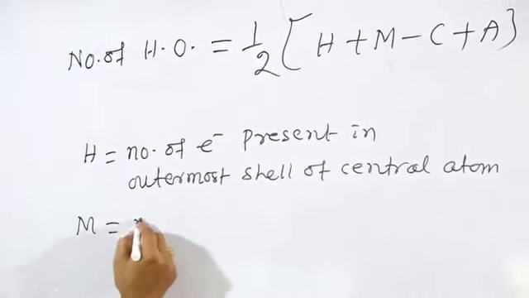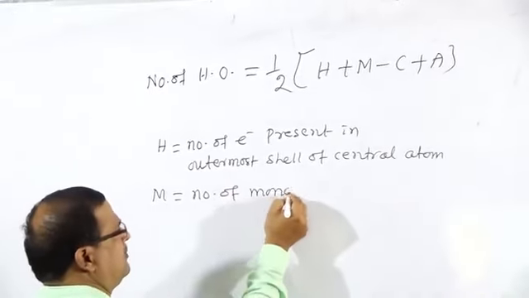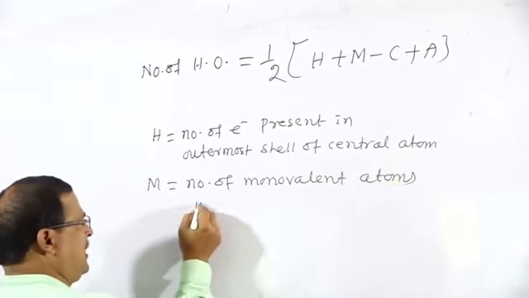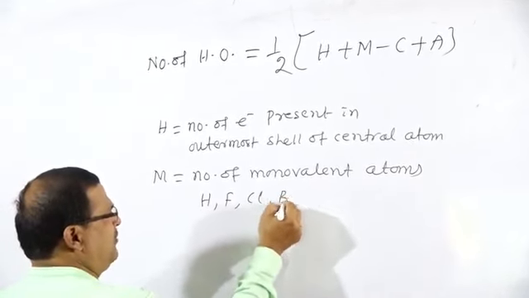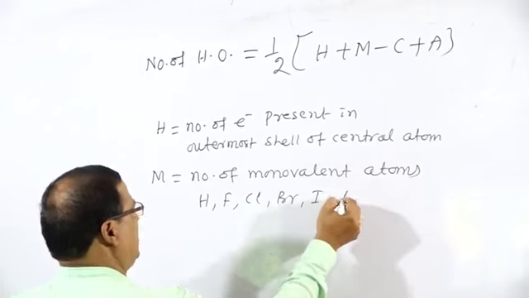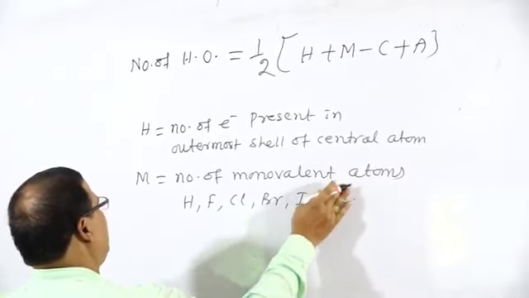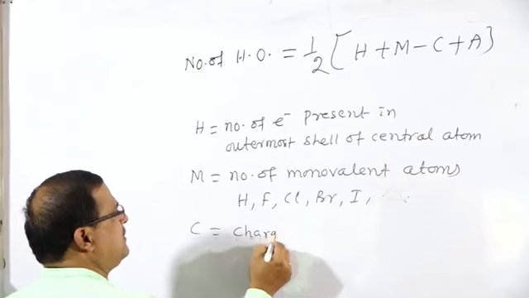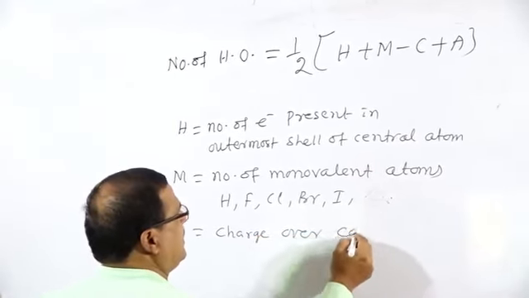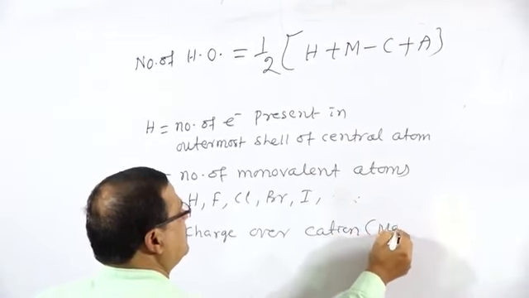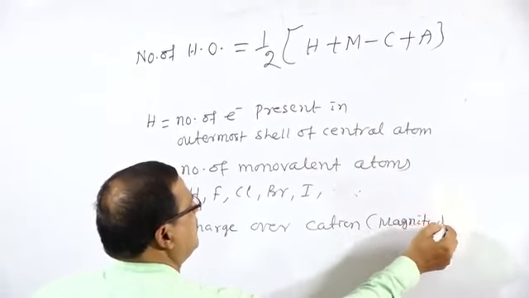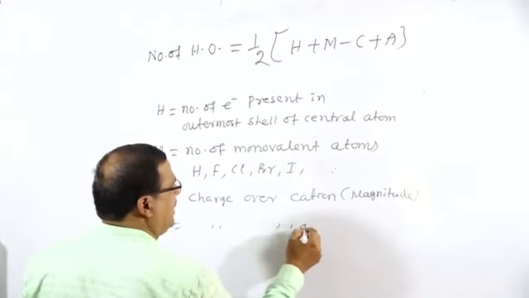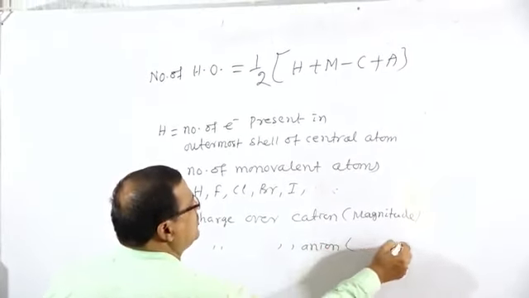M is the number of monovalent atoms like hydrogen, fluorine, chlorine, bromine, iodine, sodium, lithium, etc. Next, C stands for the magnitude of charge over the cation, and A stands for the magnitude of charge over the anion.